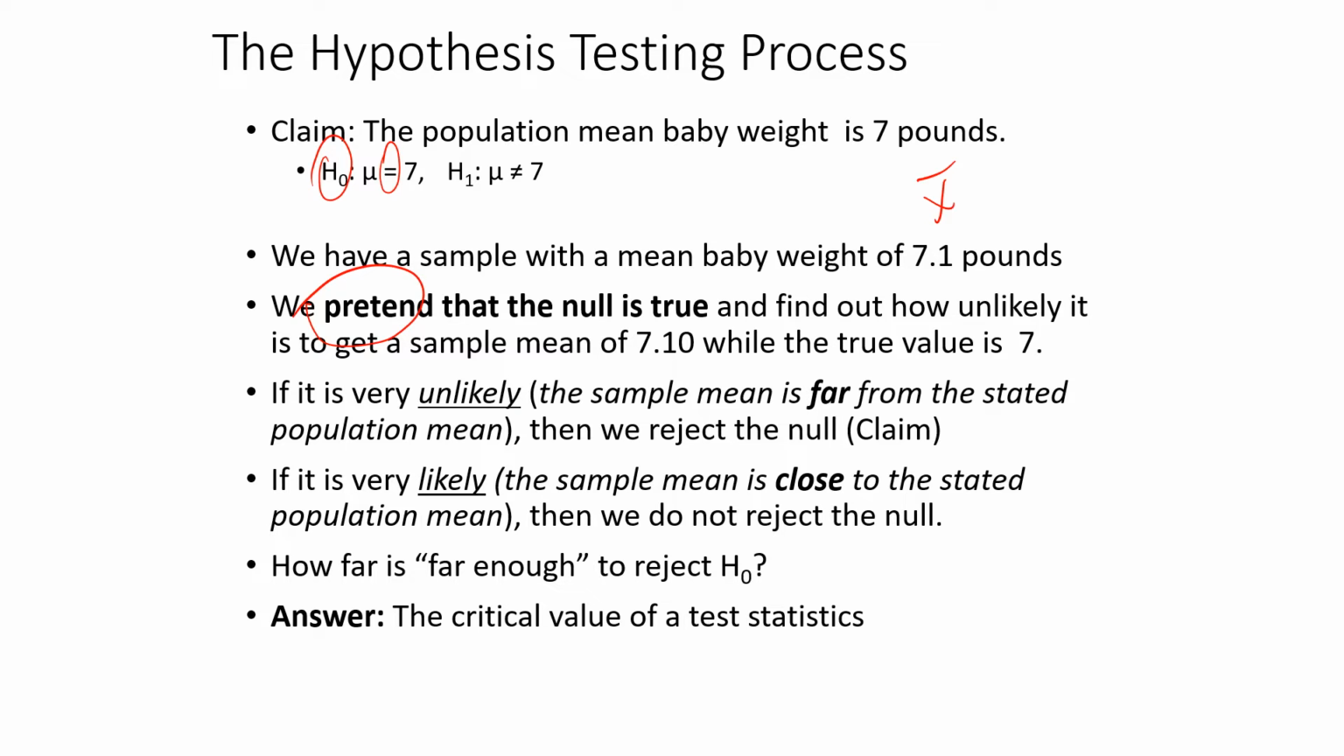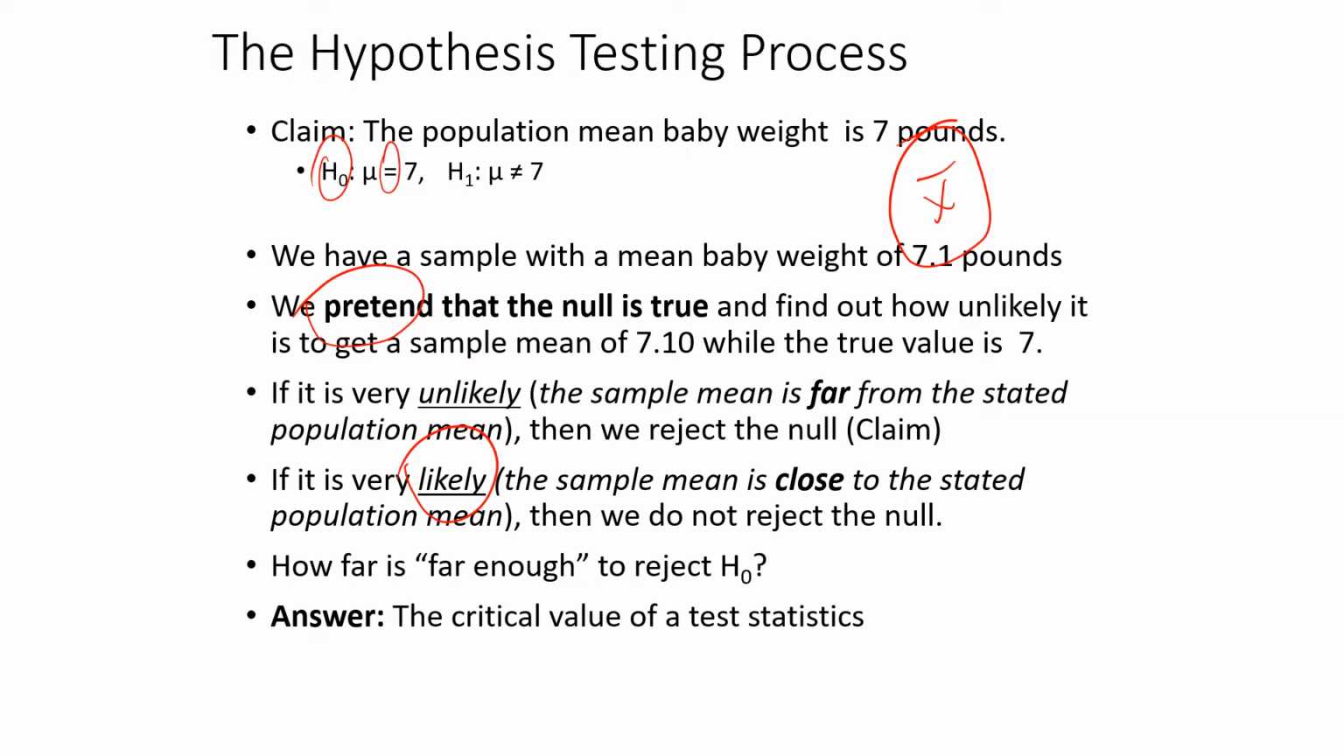In other words, we will calculate the probability of getting 7.10 pounds sample mean under the assumption that the null is true. For that, we need to look at the sampling distribution of sample mean. More on this later on. If it is very likely in such a way that the hypothetical value and the sample mean are close to each other, then we do not reject the null.